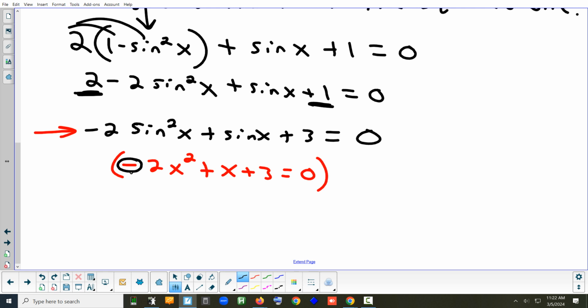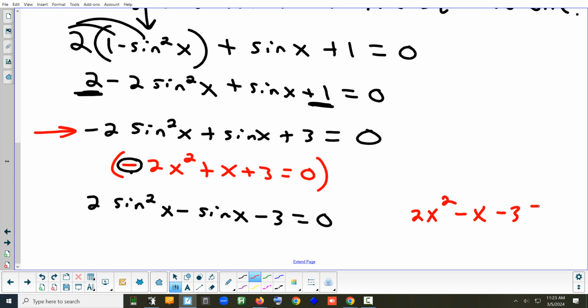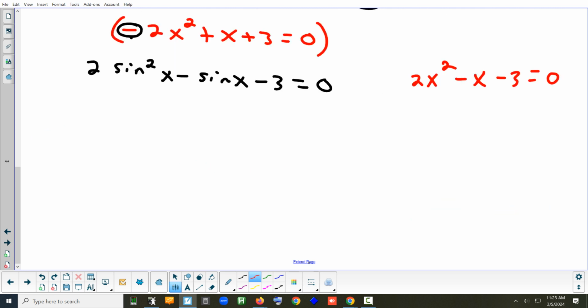Yep. Take a negative 1 on the outside. You could basically divide everything by -1. Just change the sign of all the numbers. So it's going to be 2 sine squared x minus sine x minus 3 equals 0. Which off to the side is basically like solving this. Okay, so the one in black is what we're really solving. But if you can do the one in red, then you can do the one in black.